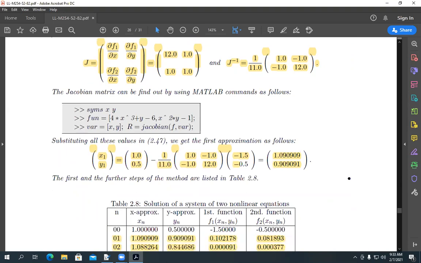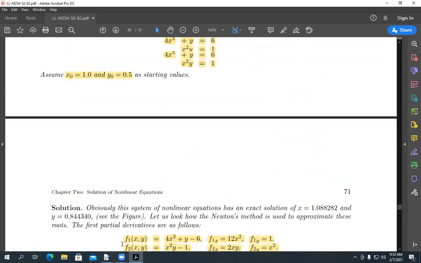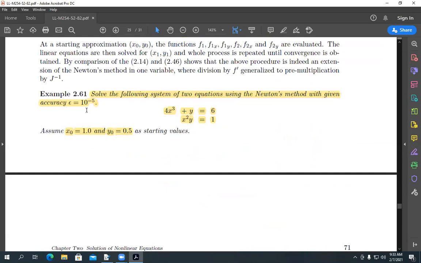But here in the table I show 3 iterations. Why? Because in the question I mentioned the accuracy 10 minus 5. Of course, in the exam we cannot give you the 3 approximations. In the exam it must be only the first approximation.